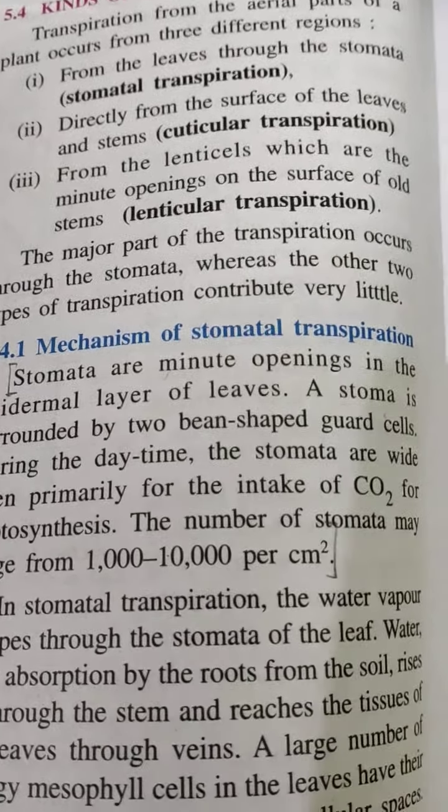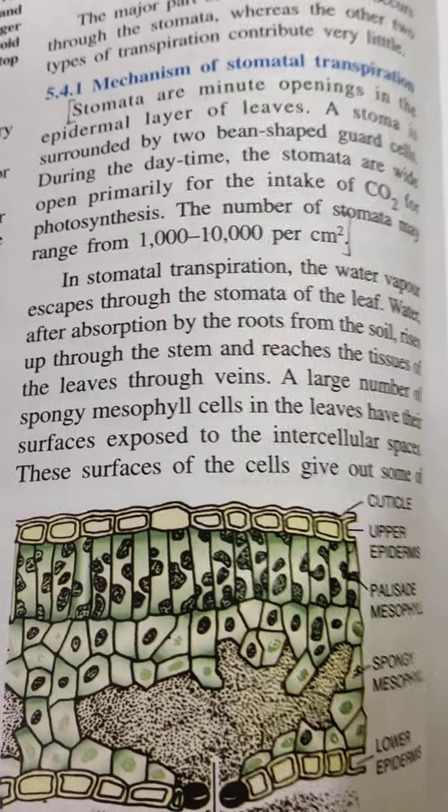Now, first we have to know the stomata. Where is it present? In the ventral side of the leaf. Cuticle, surface of the leaf and stem. And lenticels, they are the minute openings on the surface of all stems. Clear? Now, what is the mechanism of stomatal transpiration?